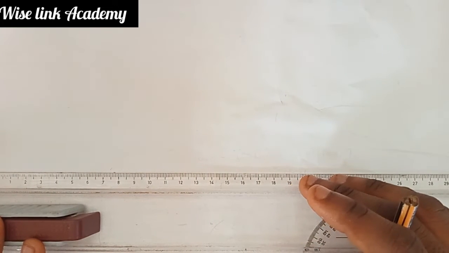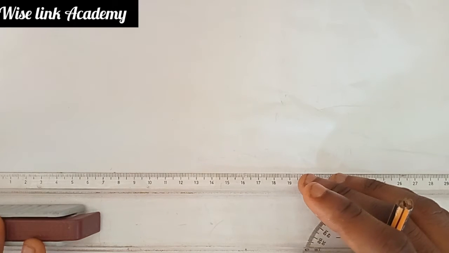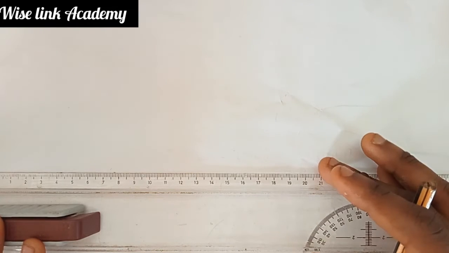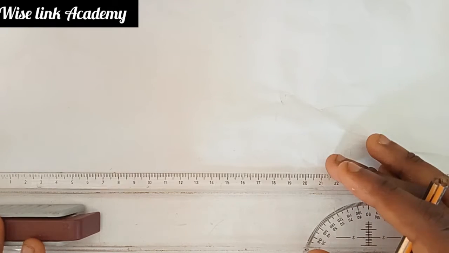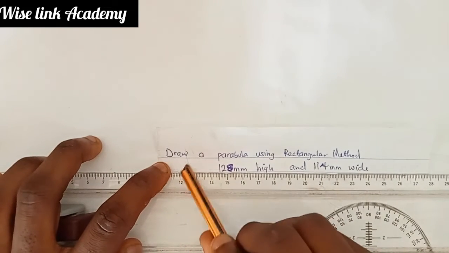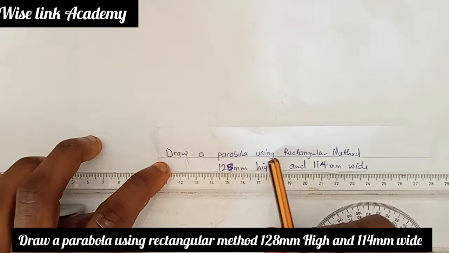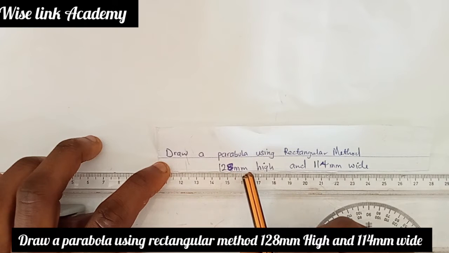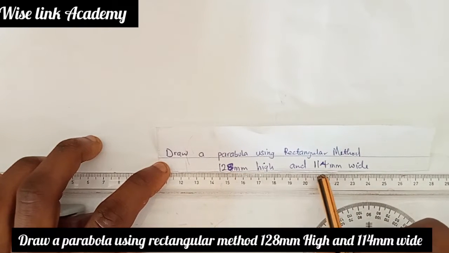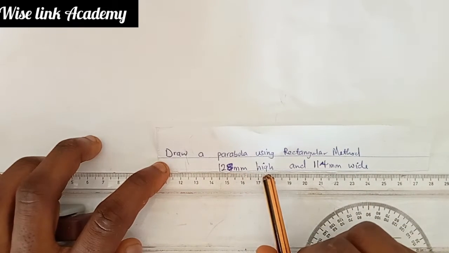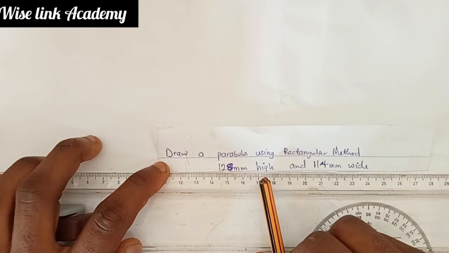Today, on our channel, we're going to be looking at how to construct a parabola using the rectangular method, and a question might be given below. The question says, draw a parabola using the rectangular method, 128 mm high and 114 mm wide. So we can also say 128 mm span, if you don't want to use the word height.